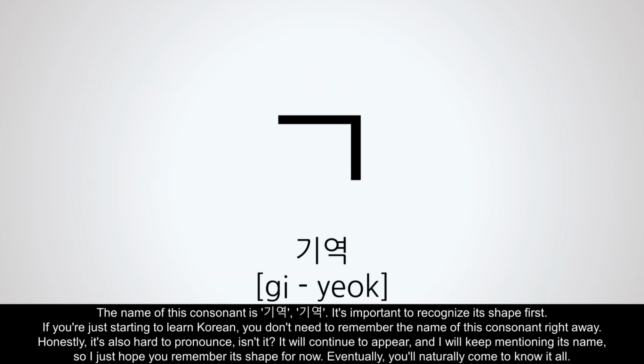The name of this consonant is 기역. It's important to recognize its shape first. If you're just starting to learn Korean, you don't need to remember the name of this consonant right away. Honestly, it's also hard to pronounce, isn't it? It will continue to appear, and I will keep mentioning its name, so I just hope you remember its shape for now. Eventually, you'll naturally come to know it all.